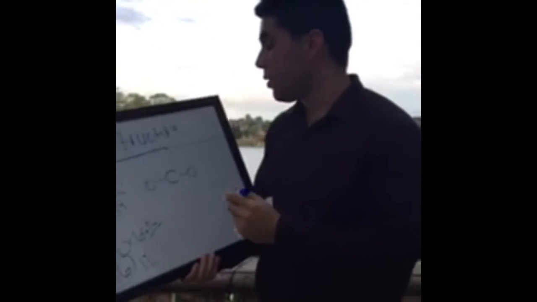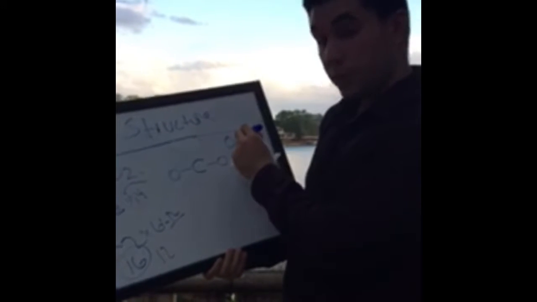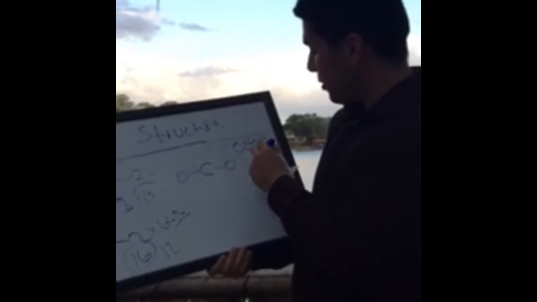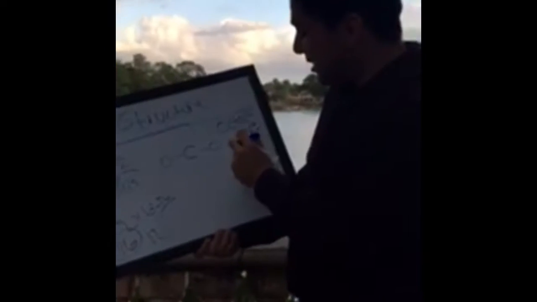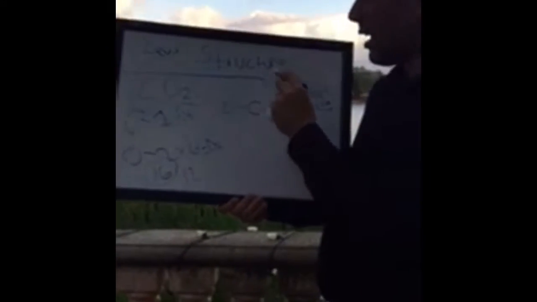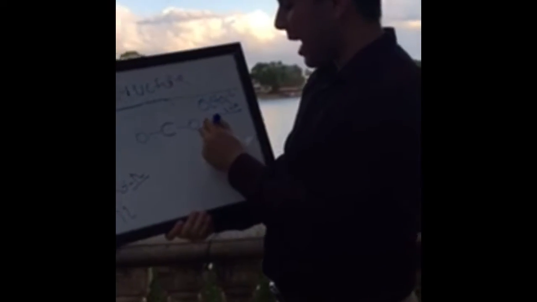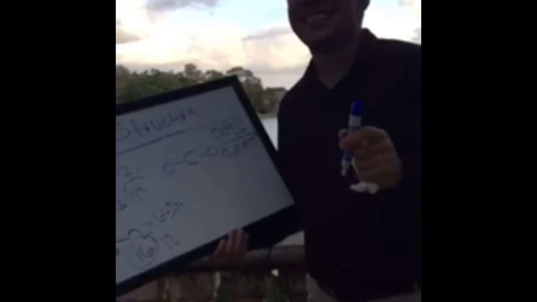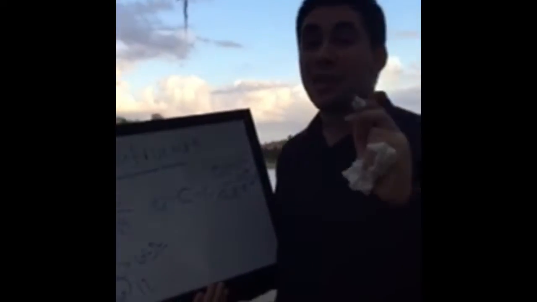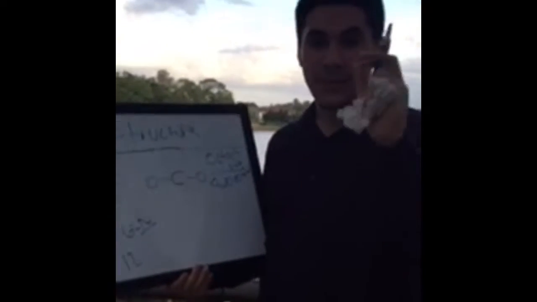Now, you must always remember the octet rule. My spelling is horrible, so don't judge me, but octet rule. What does that mean? That each atom in this molecule has to have 8 electrons, 8 electrons around it. The only exception to this rule is hydrogen. Hydrogen does not need to have 8 electrons around it.